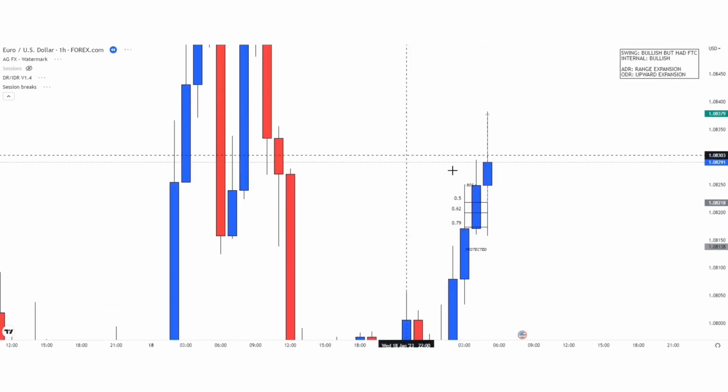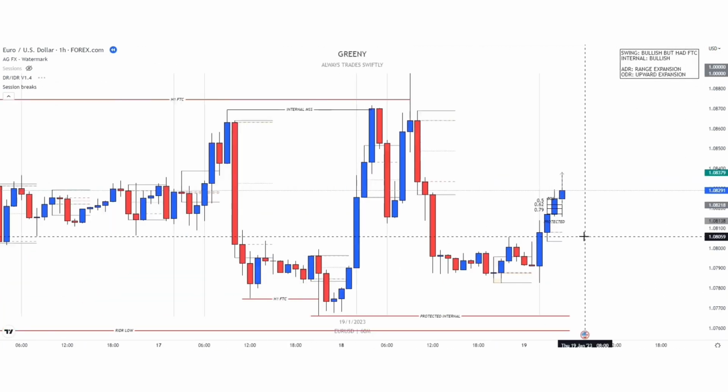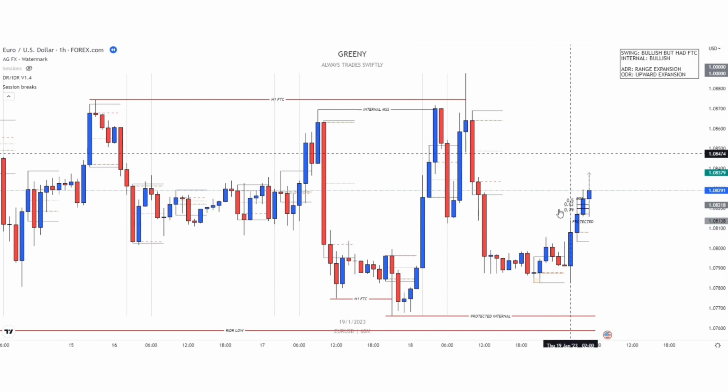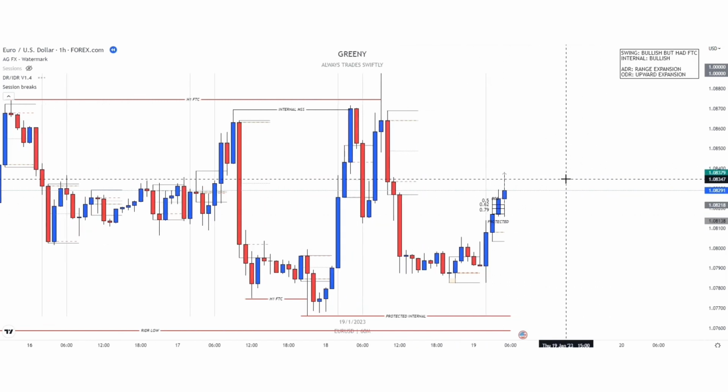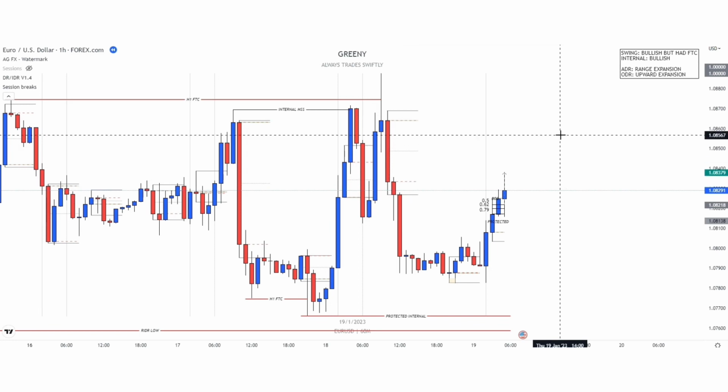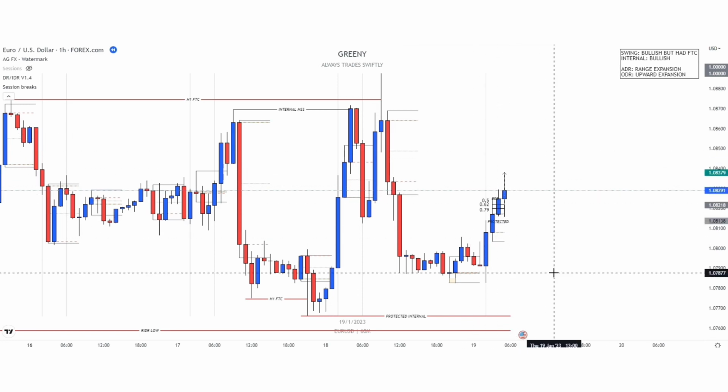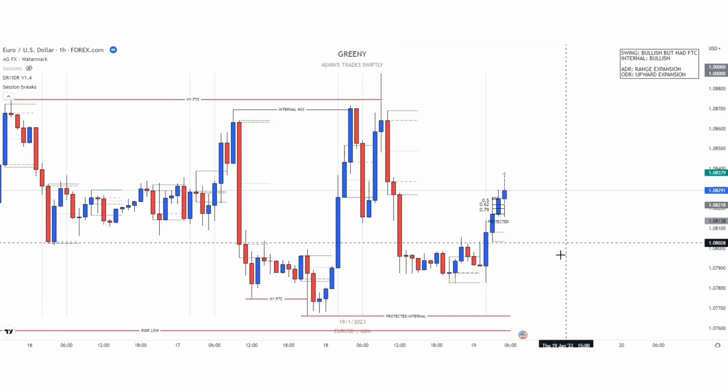However, we'll start from the 1 hour to understand why we were looking for upwards continuation on the higher time frame, and then look to the DR model, how it was in an upwards expansion, and then we'll follow down to the 5 minute and then the 1 minute for the entry.